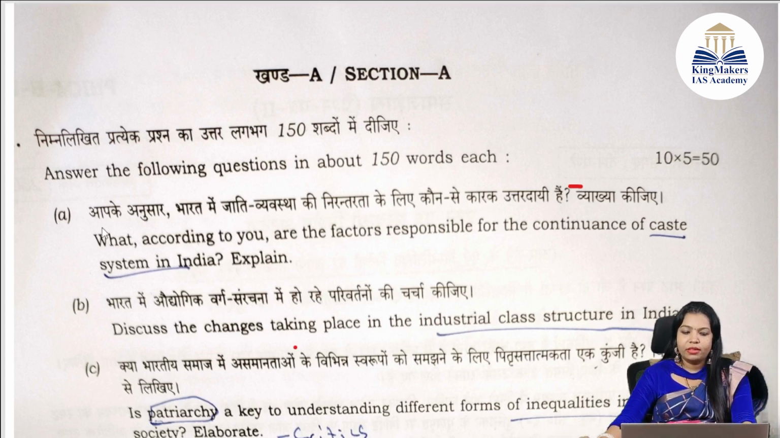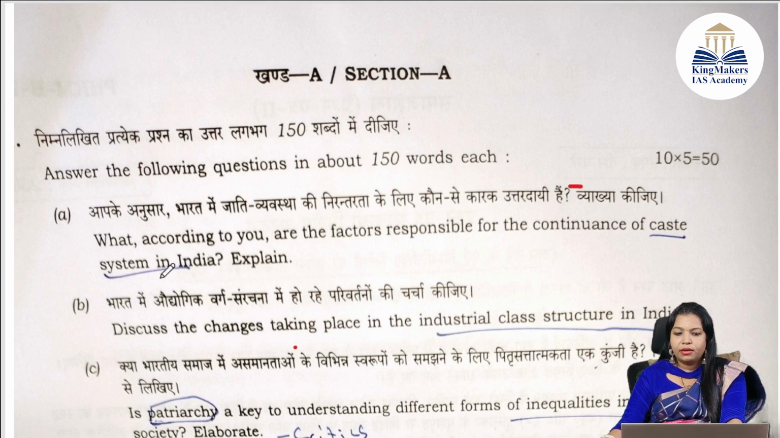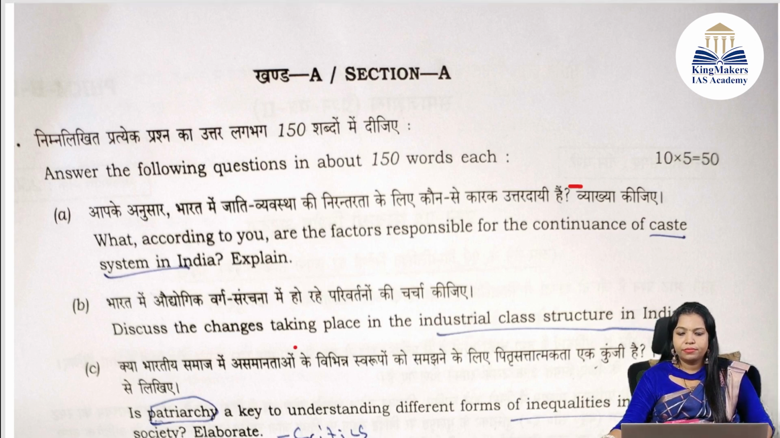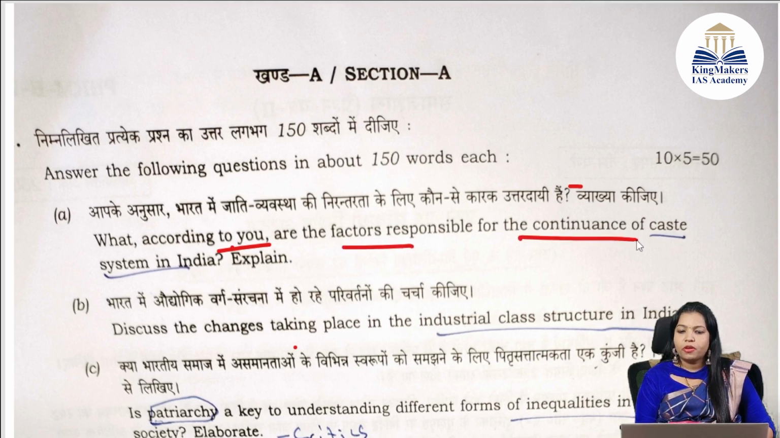Question number 1, if you see here, had sub parts. So first question, let's see. I think it's visible. Yes. Let's take the first question. What, according to you, are the factors responsible for the continuation of caste systems in India?